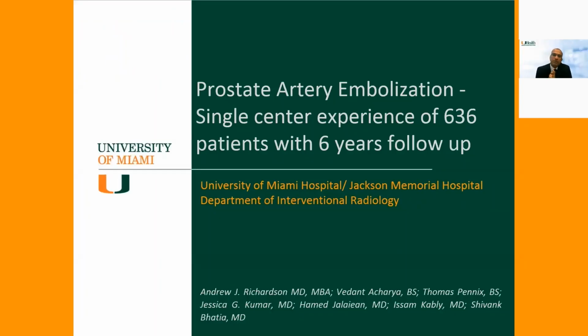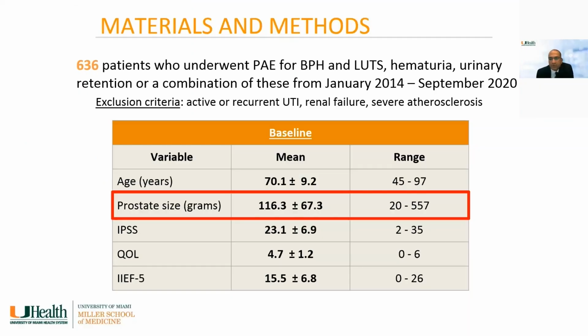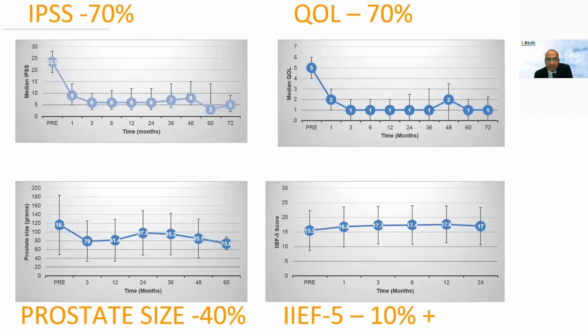So what about our experience? This is what I presented recently at the Society of Interventional Radiology just 4 months back, and it was awarded as the best abstract in the plenary session: 636 patients with 6 years follow-up, the largest series to date in the United States. And again, I would like to highlight the average prostate size in our practice, 116 grams, range 20 to 557. 636 patients treated over a period of 6 years.